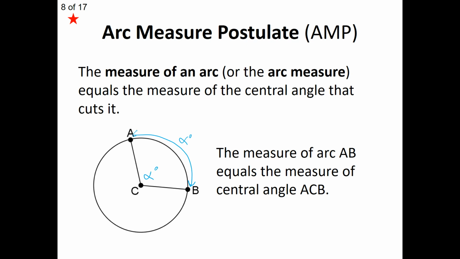So we could play a simple game. If I were to give you the measure of the central angle, let's say 100 degrees, then the measure of the arc also is 100 degrees. If the central angle was 25 degrees, then the arc is 25 degrees. And the definition works forward and backward, which means if I give you the measure of the arc, you'll also know the measure of the central angle. If the arc is 70 degrees, then the central angle that cuts that arc also measures 70 degrees.